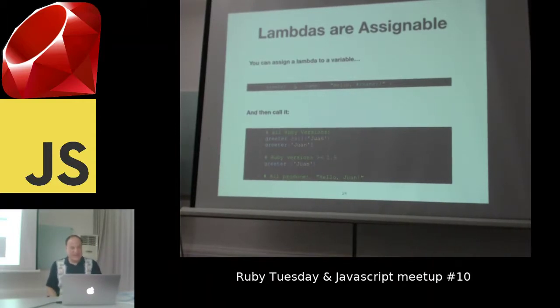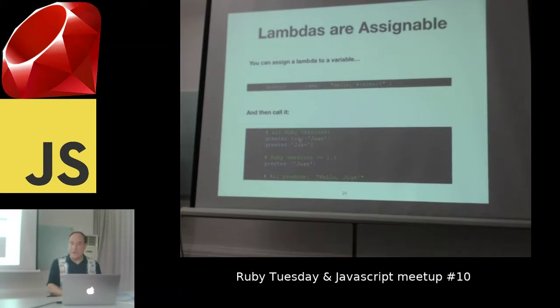So here we have a lambda. We have a lambda that takes a name as a parameter, and it's just returning a string with that name embedded in it. And we're assigning that whole thing to the local variable named greeter. So with that, we can call it in different ways.